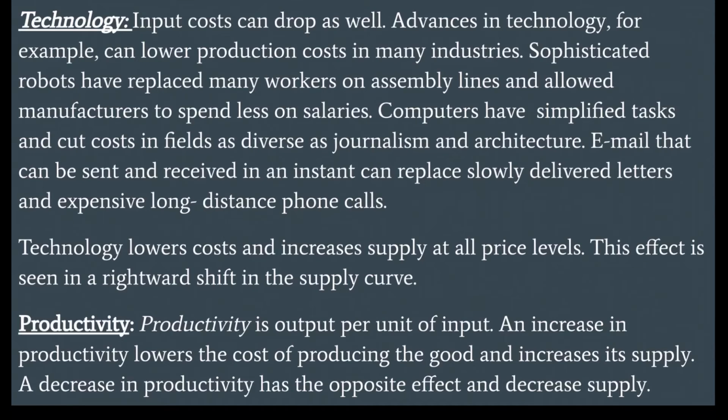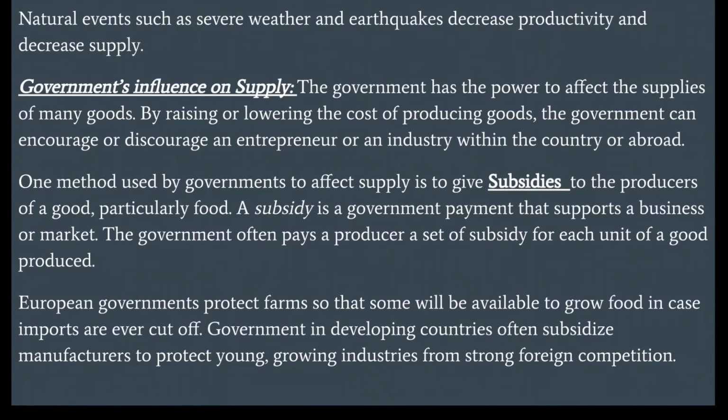Productivity. Productivity is output per unit of input. An increase in productivity lowers the cost of producing the good and increases its supply. A decrease in productivity has the opposite effect and decreases supply. Natural events such as severe weather and earthquakes decrease productivity and decrease supply.